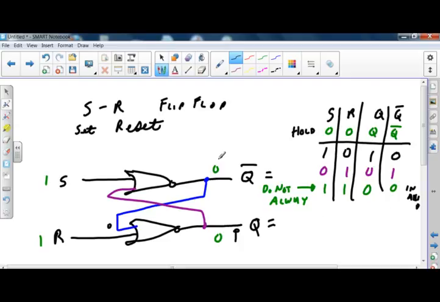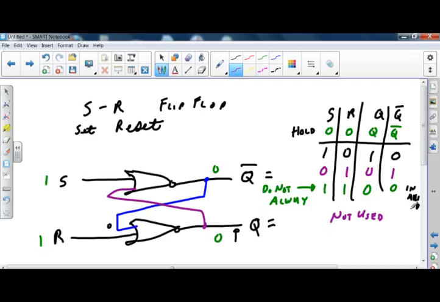Because it doesn't matter what it used to be. It could have been 1, 1 to begin with. It could have been 1, 0 or 0, 1 to begin with. If I put a 1, 1 in, I get a 0, 0 out, and that's not used, not allowed. The author used the phrase "not used," so that's being politically correct. Not used, but it's not allowed. It's invalid. Don't do it.